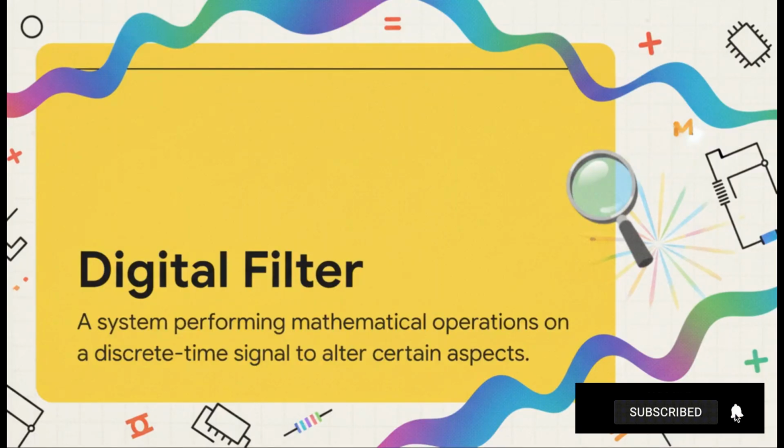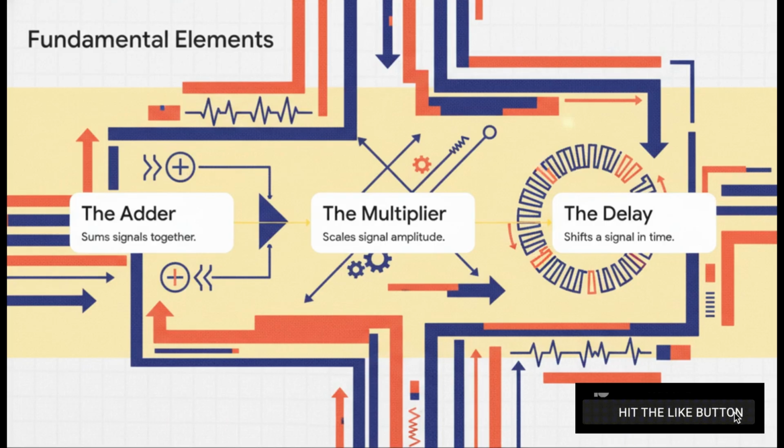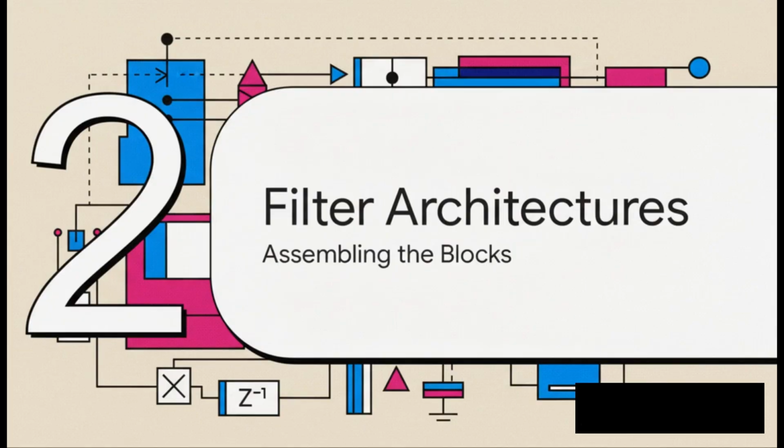At its heart, a digital filter is really just a recipe. It takes a signal, say a digital audio track, and it performs a bunch of calculations on it. The goal is to change it in some useful way, like getting rid of annoying static or pumping up the bass. Now, this is the part that's kind of wild. No matter how complex or fancy a digital filter gets, it's all built from just these three super simple parts. You've got an adder, which just sums signals up, a multiplier to make them louder or quieter, and a delay, which is basically a tiny piece of memory that holds onto a value for just a split second. That's it.